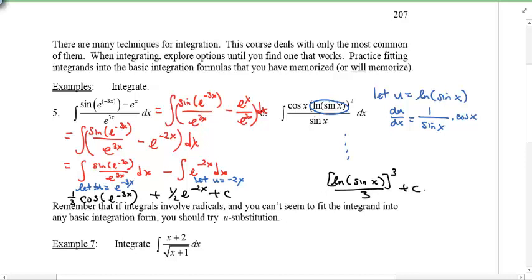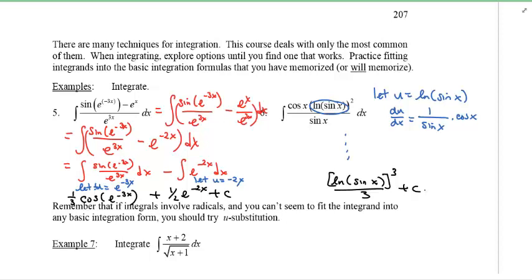Now once again, don't just copy the answer down. You definitely need to practice making this work for you. And so please, please, please go and do it and then double check your answer with mine. Okay?